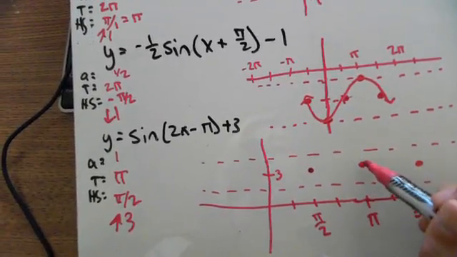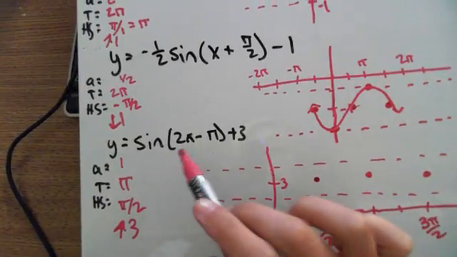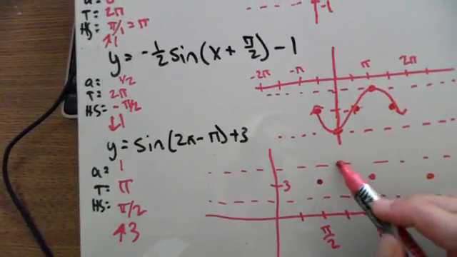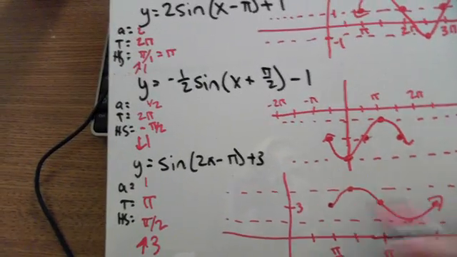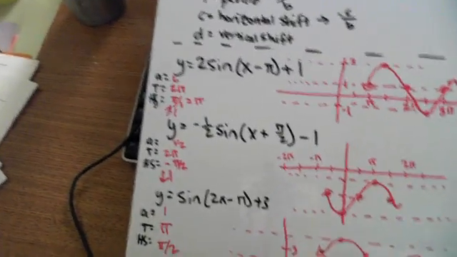So halfway between it changes. It's a positive a and a positive b, so that means we're going to go up, then down. And there is a fully translated sine function graph.